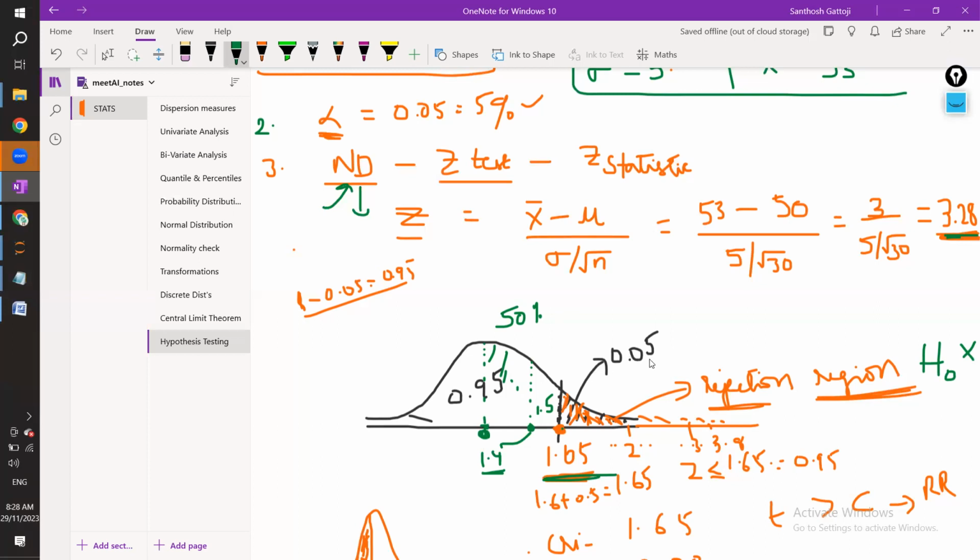But if you take 1%, obviously it will be somewhere over here. You will have a small area of rejection. That means most of the time you are confident that you can accept the null hypothesis, but there will be some small area where you can reject the null hypothesis.